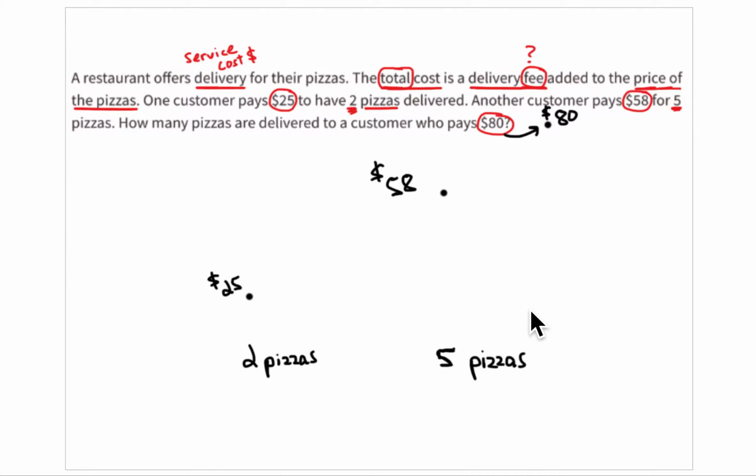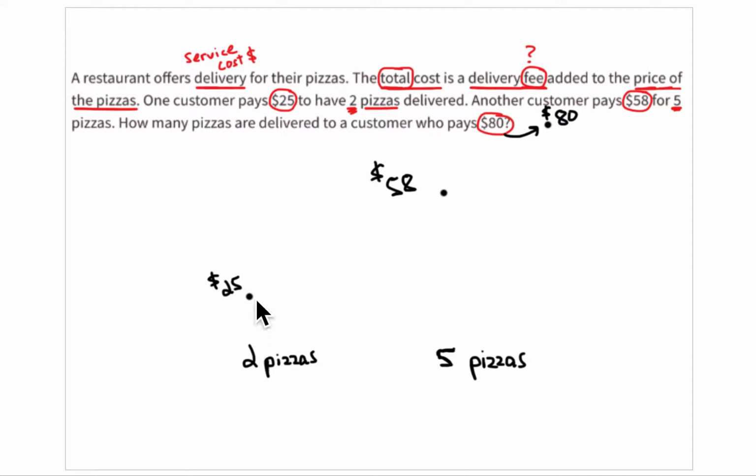So let's just start drawing a picture of what's going on. I would place a point and label it $25, and you know that's for 2 pizzas. I have a pretty good idea of the direction we're going with this. This is going to be the x-axis or the horizontal axis, and this is going to be the y-axis or the vertical axis going up this way.